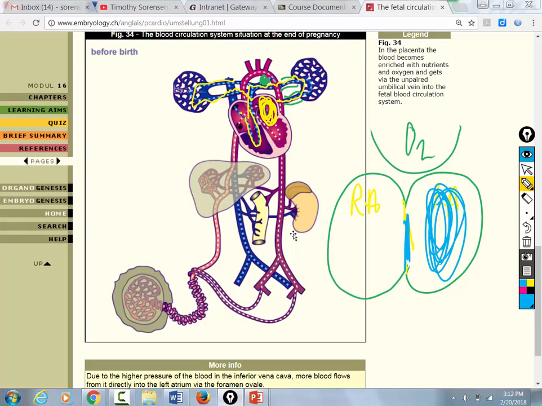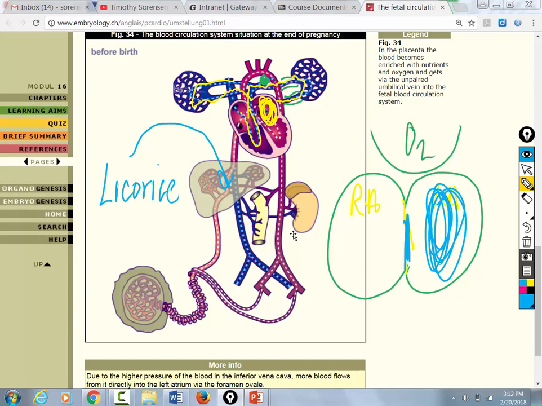No. What happens to the vessels underneath? It becomes hard. Becomes licorice. And if you dig in there, you can have some licorice. This becomes the round ligament of the liver. And then the ductus venosus becomes the ligamentum venosus. I can't remember. No, who cares?